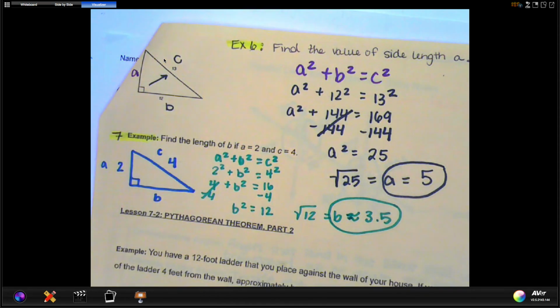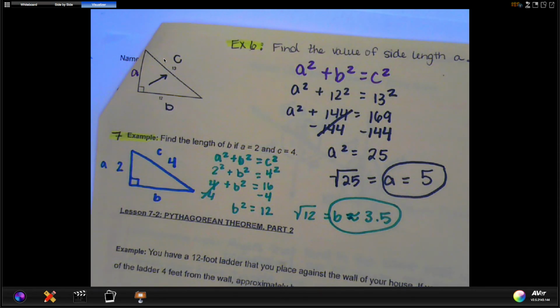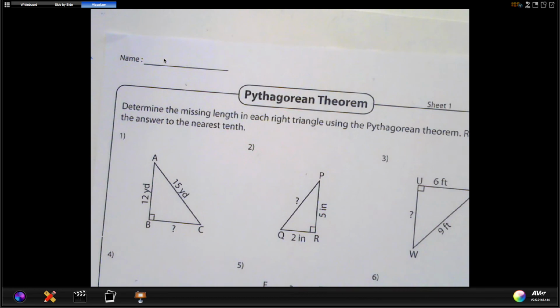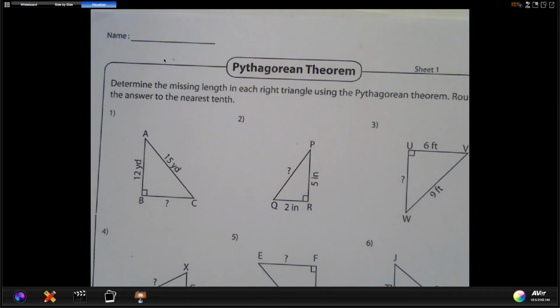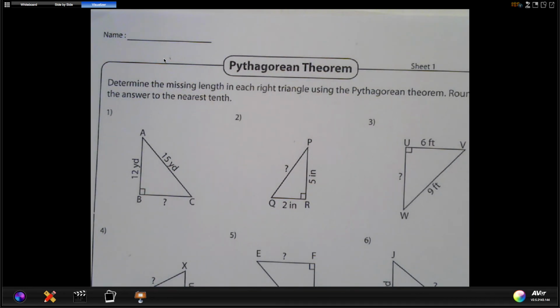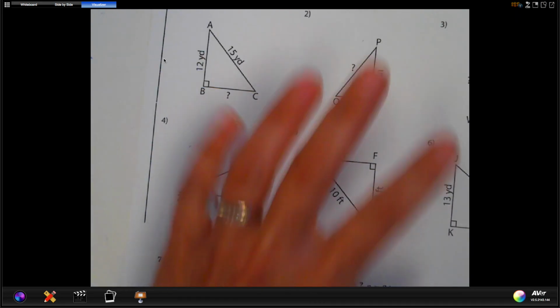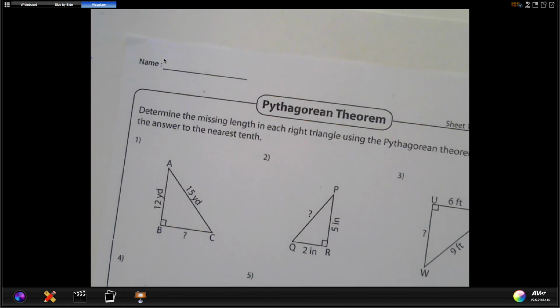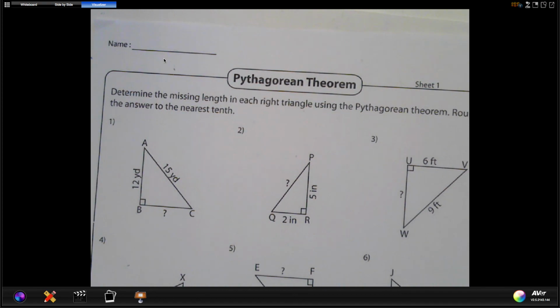Okay, that is the lesson for our initial lesson of Pythagorean theorem. If you have me for math, our assignment today looks like this. It says Pythagorean theorem on the top, and it's got several different questions. All of them use a squared plus b squared equals c squared.